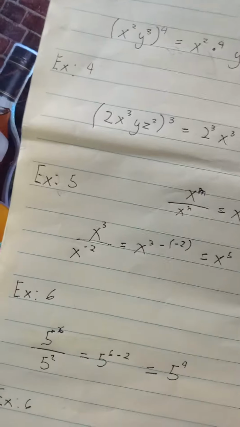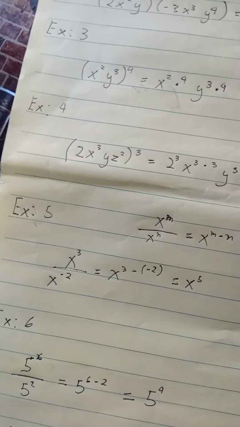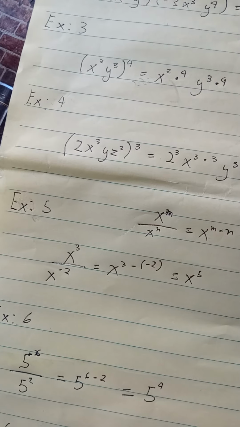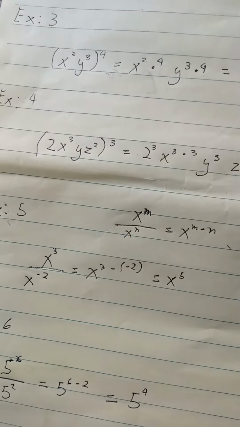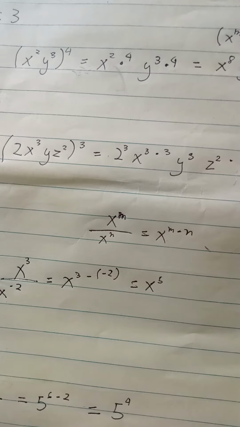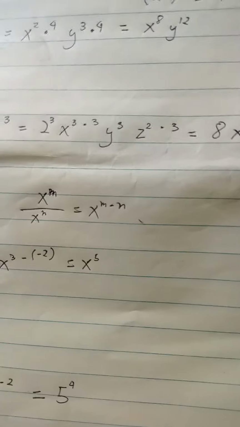x to the power of 3 over x to the negative 2 equals x to the power of 3 minus negative 2, which equals x to the power of 5.